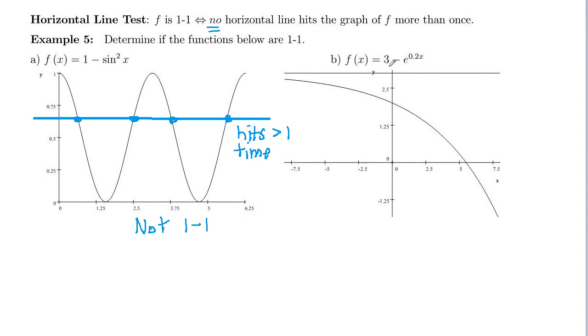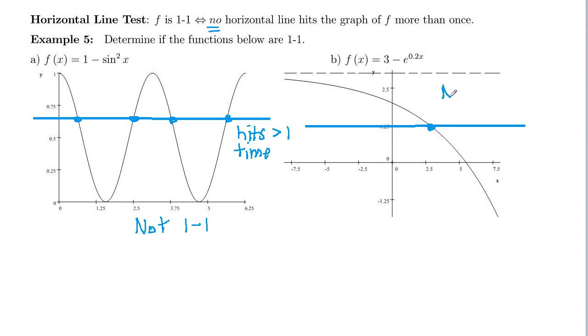However, here if we look at the exponential function 3 minus e to the 0.2x, and this is actually an asymptote right here, a horizontal asymptote for the graph. And the graph is right here. And if we take a horizontal line and intersect the graph, it only intersects at one point. So any horizontal line here, move that up and down the graph, only hits at one point. So there's no horizontal line that hits more than once. So it is one-to-one.